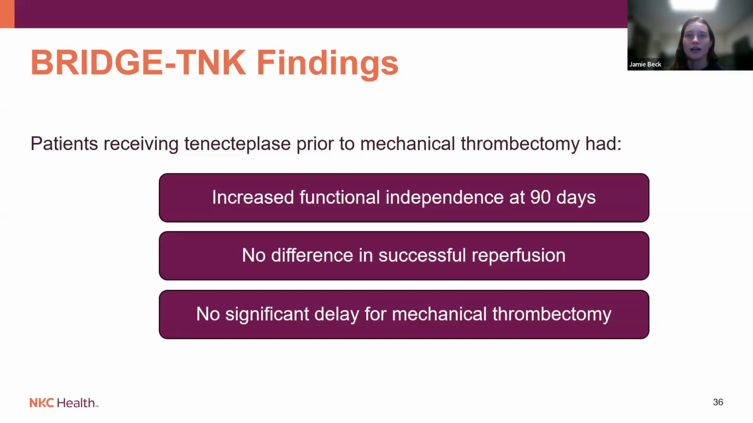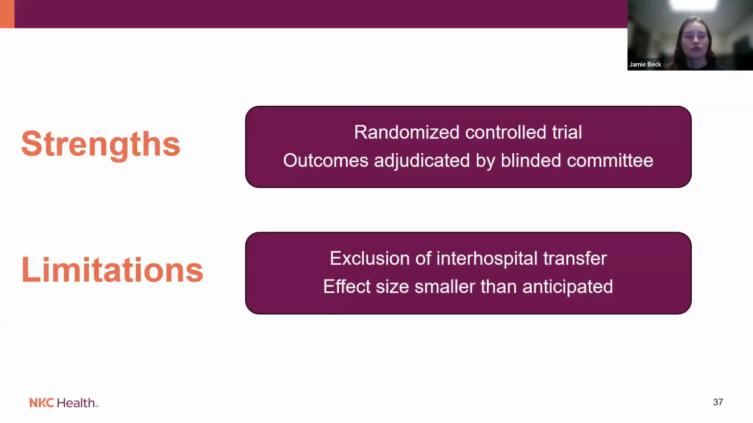Other things to consider is that time from IV fibrinolytic administration to mechanical thrombectomy puncture was 16 minutes. Again, remembering that this was only including hospitals that had thrombectomy capabilities and did not have any patients who transferred. So strengths are that this was a randomized controlled trial. It was open label, which does introduce bias, which is a limitation. However, they did try to adjudicate the outcomes by a blinded committee, again, with the imaging and NIHSS scores.